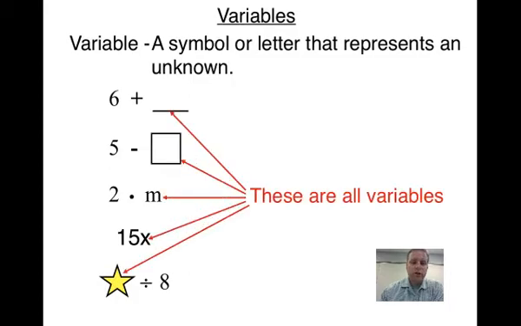So all of these are variables. They may look different, but they're representing an unknown, something we don't know. They're kind of a mask.